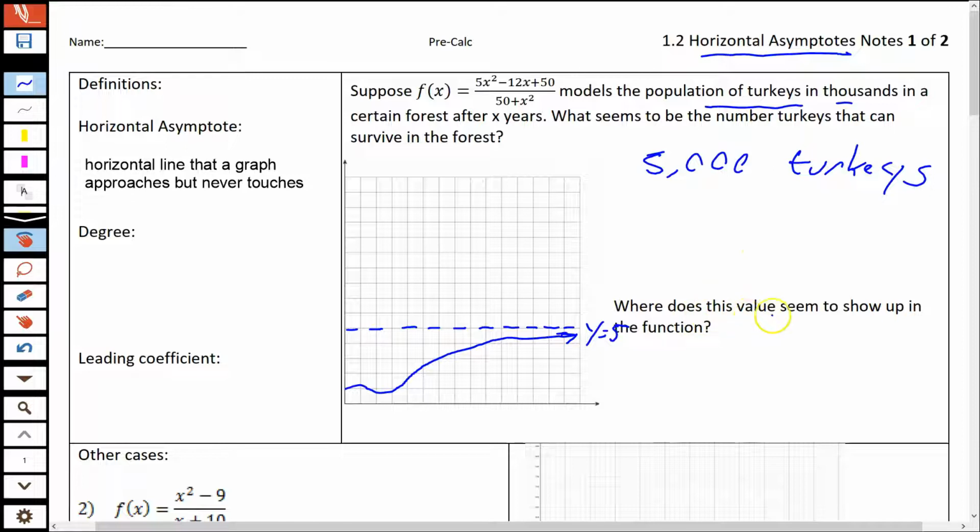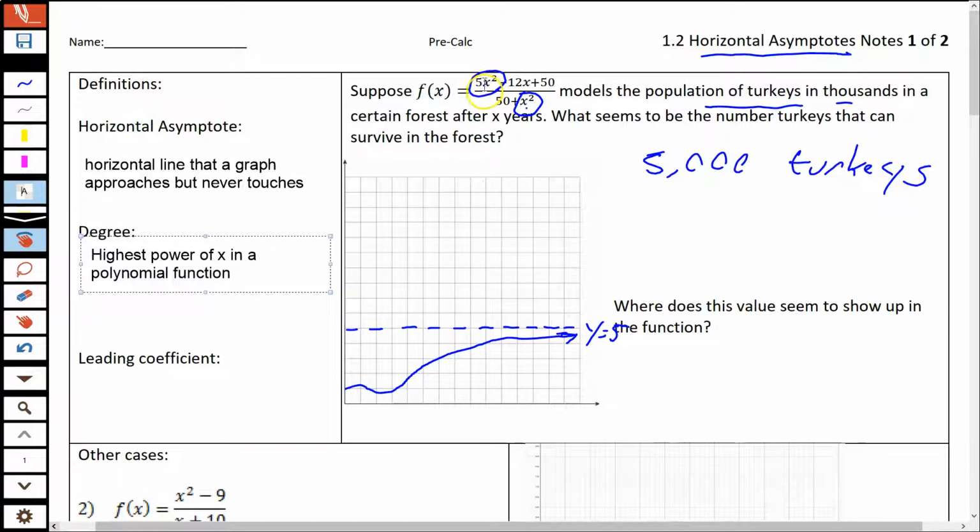And where does this value seem to show up in the function? This is a little bit trickier, right? So notice the degree of the numerator and the denominator, they're the same, right? So we have an x squared and an x squared. So remember, degree is just the highest power of x that shows up in a polynomial. So you should know that from Algebra 2. And the leading coefficient is the coefficient of that degree.